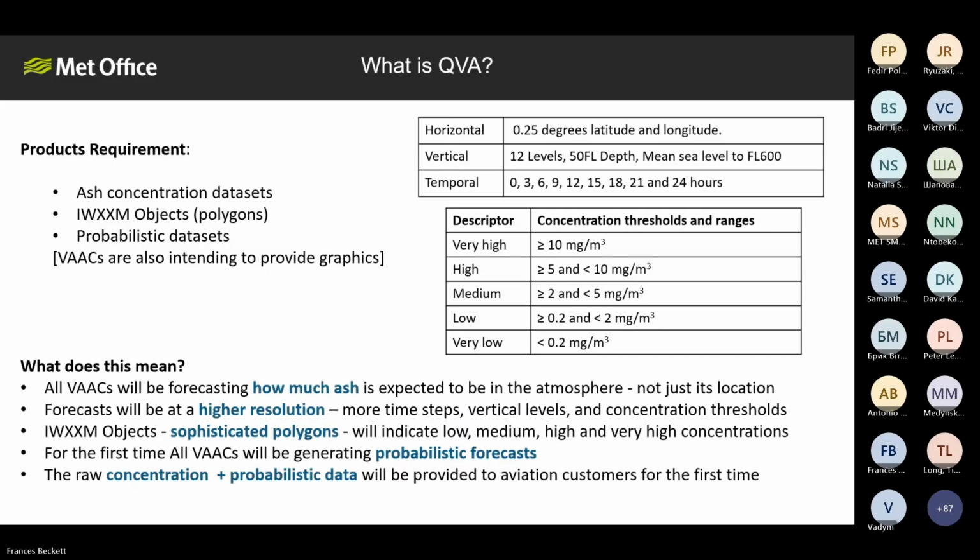Practically speaking, that means that all of the VACs will now be forecasting how much ash is expected to be in the atmosphere. Forecasts will be at a higher resolution, and we will be providing more sophisticated polygons as well as concentration and probabilistic data. And this data, raw data, will be provided to aviation customers for the first time.